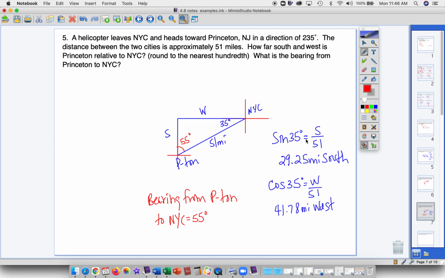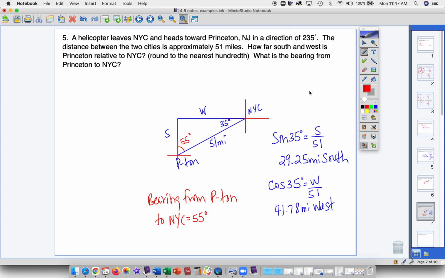Okay, let's see. So we have a 55 degree angle here, and that gives us our bearing. Right, that is the aerial navigation, because remember 0 degrees is north and we're only rotating that 55 degrees. And then I can use the sine and cosine functions to find those distances.